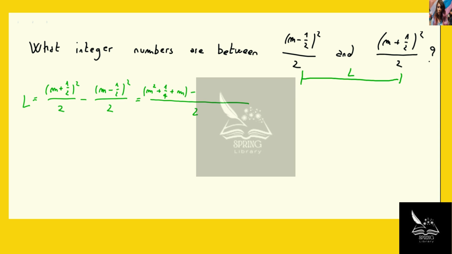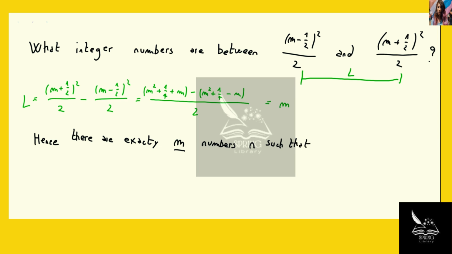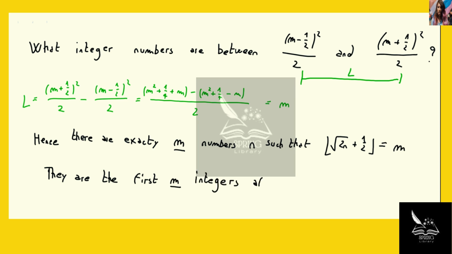Now this is just a bit of algebra. We explicitly write the square. So it is m squared plus 1/4 plus m minus m squared plus 1/4 minus m, over 2. And after simplifying everything, we are just left with m, which means that there are exactly m different numbers, let's call them n, such that root of 2n plus 1/2, you take the floor and that's exactly m. And of course, those are the first m integers coming after m minus 1/2 squared over 2.